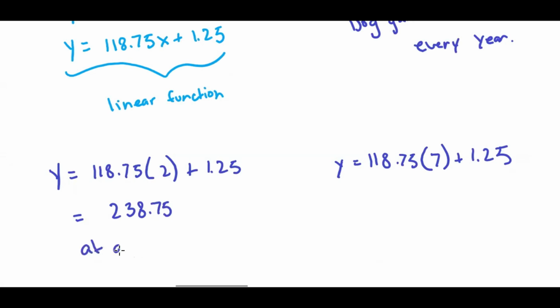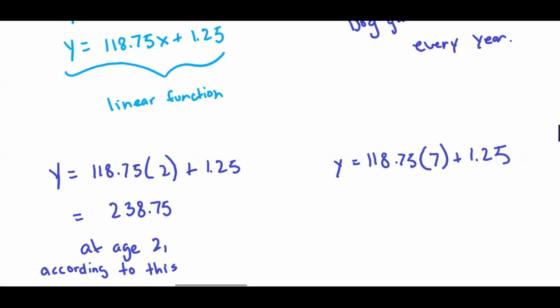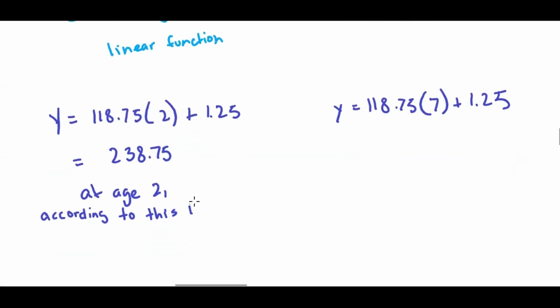238.75 pounds. Now, we are going to eventually comment on the validity of the model, but just thinking about this right now, think about how much you weigh, and think about the biggest dog you've ever seen, and start to think if this is making sense. Let's just let that simmer in the back of your mind. So at age 2, according to this function, the dog would weigh 238.75 pounds.